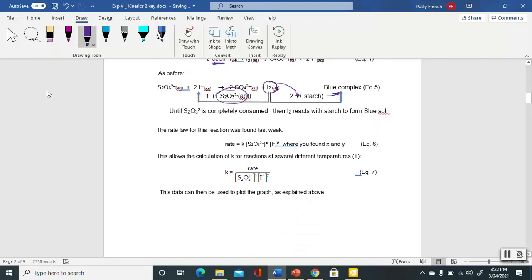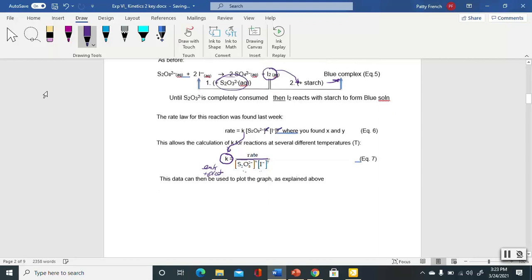So like we said last week, rate equals k, persulfate to the x, iodide to the y. You found x and y. They were 1. And now this week we're going to be finding k by using the rate and dividing it by the concentrations of our reactants. Then obviously we can find the ln of it and plot.